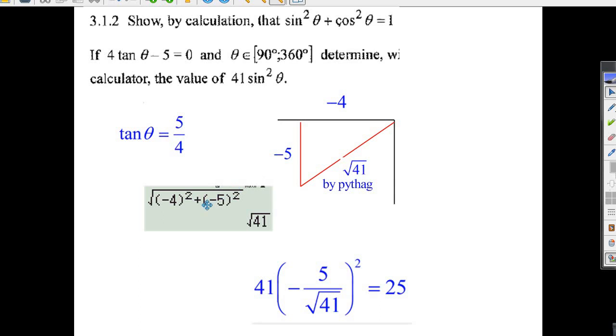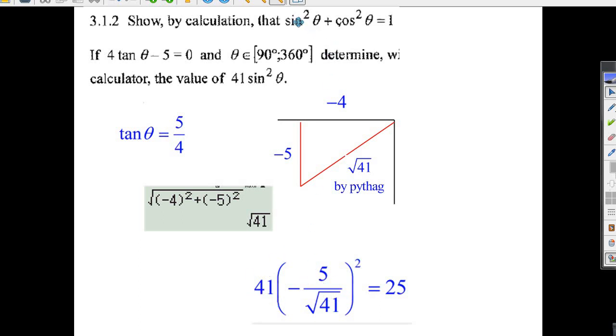And if you square the two sides and take the square root, you get the hypotenuse, which is root 41 by Pythagoras. Now they want you to find 41 times sine squared. Well, sine is opposite over hypotenuse. There's the sine. I'm supposed to square it. When you square root 41, it turns into 41, and it cancels with this 41. Negative 5 times negative 5 is 25. You could put this in your calculator.